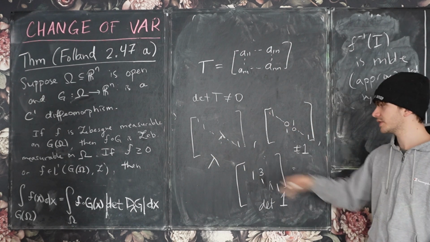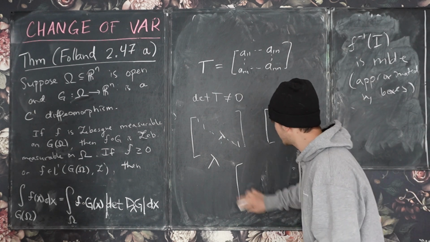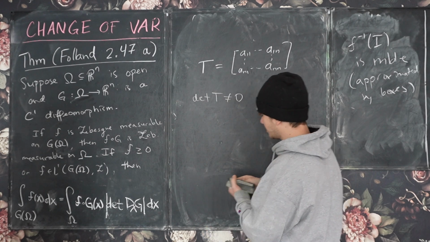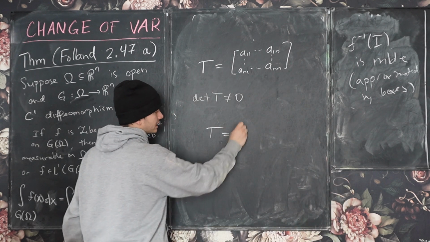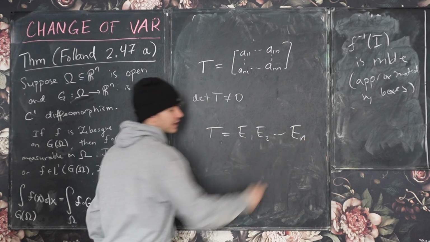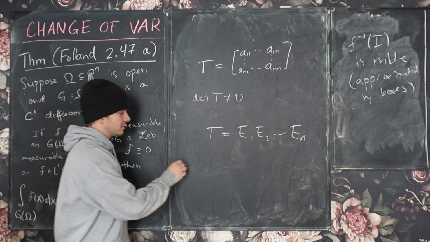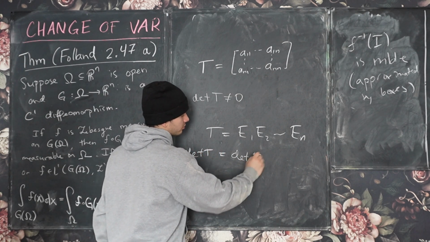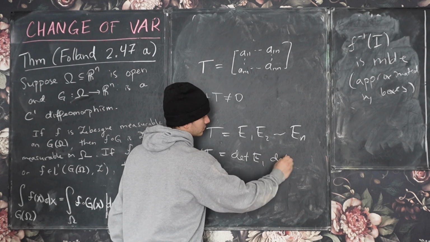So when I decompose the matrix into these elementary transformations, let's say T is equal to E1, E2, etc., En, and I take the determinant, then the determinant of T is going to factor into the product of these determinants.